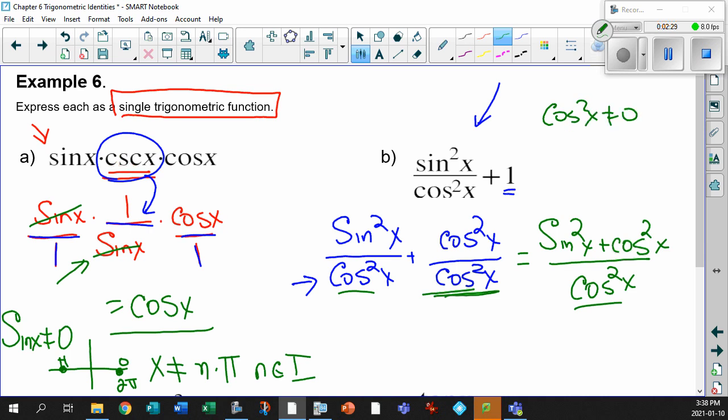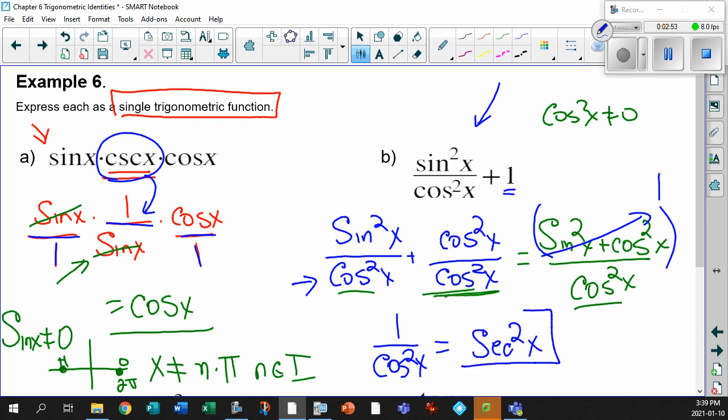But here's the cool thing. Isn't this just Pythagoras? Didn't we just say Pythagoras is sine squared plus cos squared equaling to? Yeah, that's just 1. So this is the same as saying 1 over cos squared x. But wait, what is 1 over cos squared? Isn't that secant squared x? You betcha. That's how you do those.